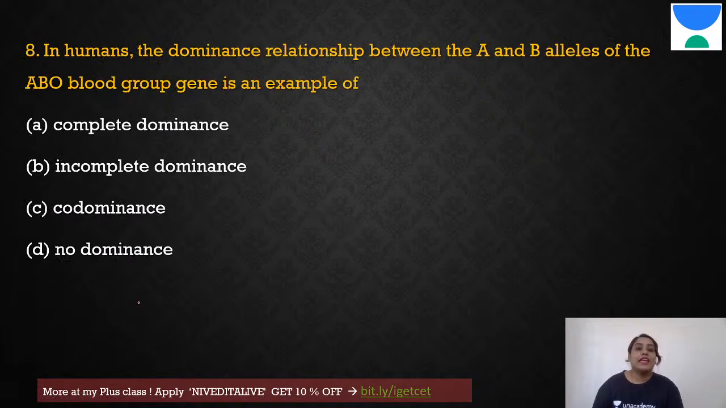Okay. In humans, the dominance relationship between A and B alleles of ABO blood group is an example of complete dominance, incomplete dominance, codominance, or no dominance. What would be the answer here? Otherwise, A and B are dominant over i. But in this case, when two of them are together, they are dominating equally. So that is a clear indication that they are codominant. So codominance is the answer.